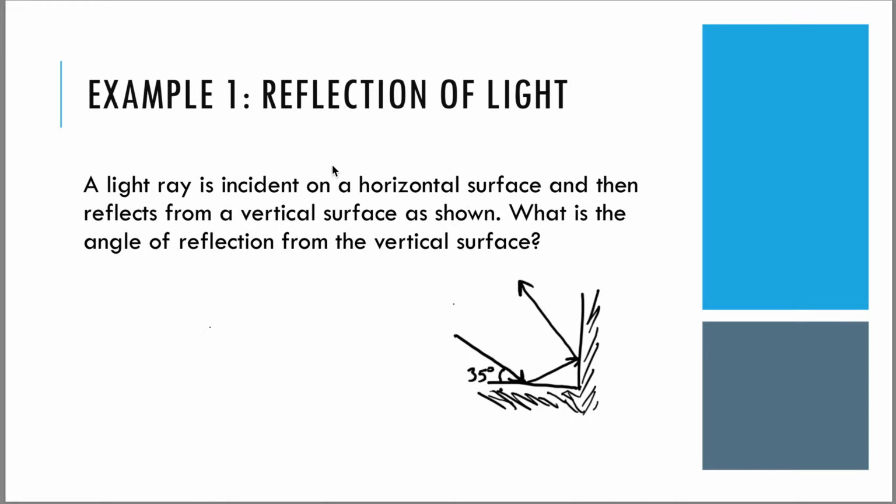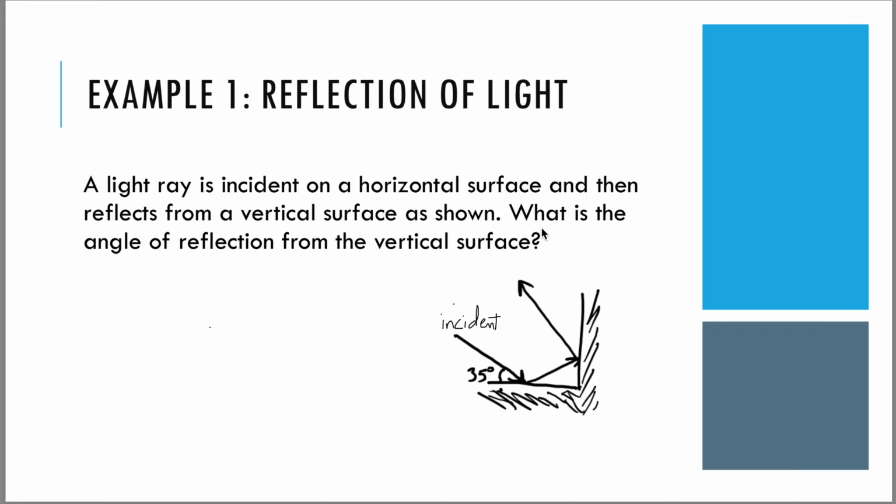Let's do an example here. A light ray is incident on a horizontal surface right here. So this is the incident ray right here. And then it's going to reflect, and then it's going to hit this vertical surface, and then it's going to reflect here. So there are actually 2 reflections occurring here. There's a reflection here, and then there's another reflection here because there are 2 surfaces.